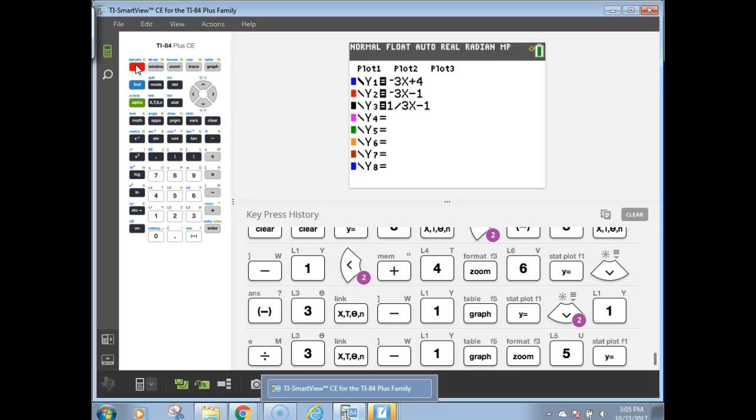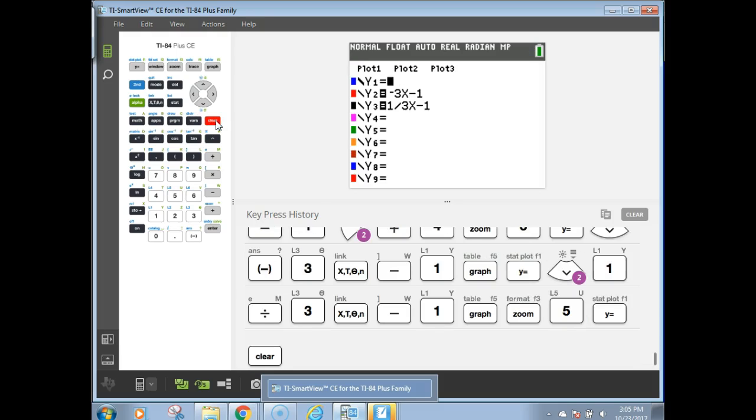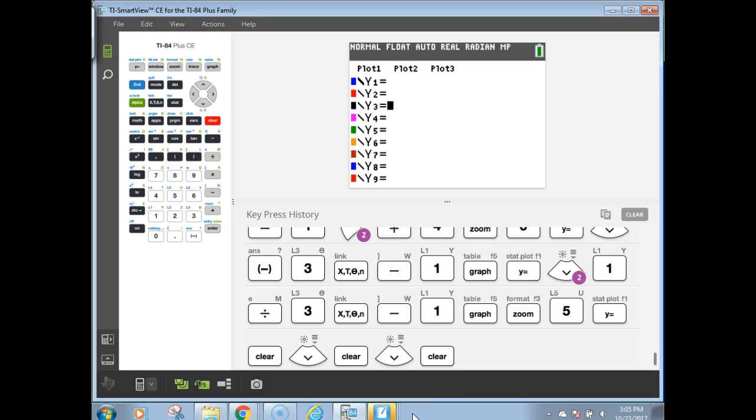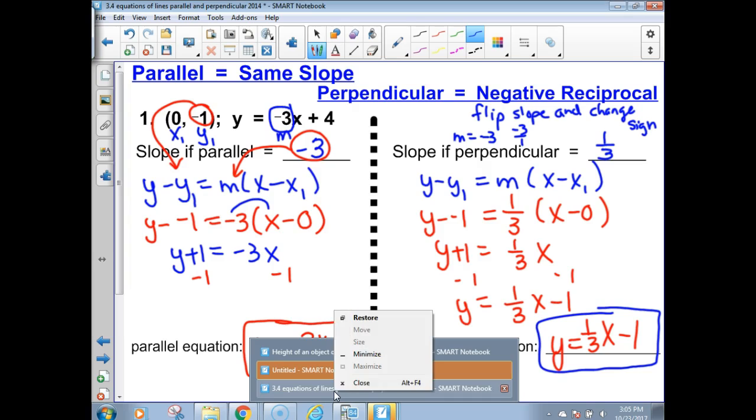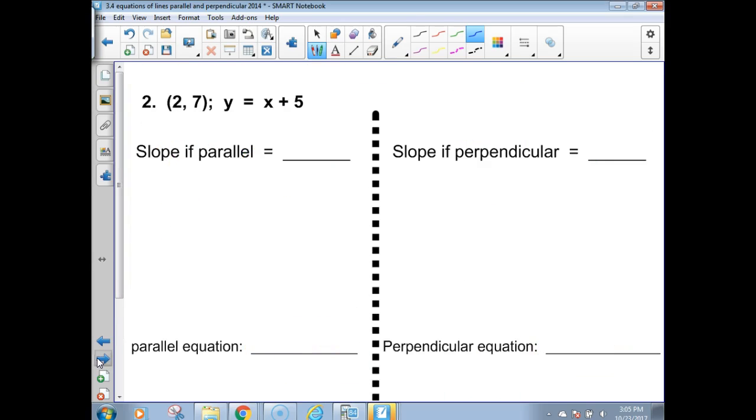Okay, so let's go back. If you go back to y equals, clear out those 3. We're going to try another set momentarily. Now you would set your calculator down because we're done with it for the moment. And we grab our pencil again and let's get busy on number 2.